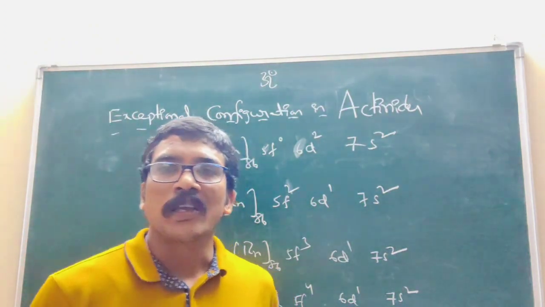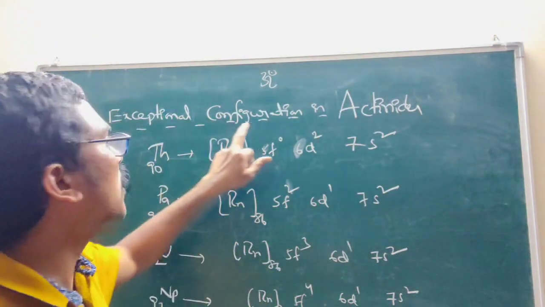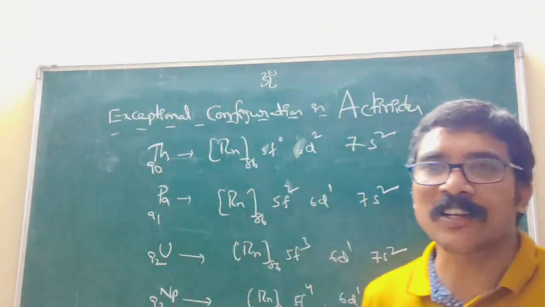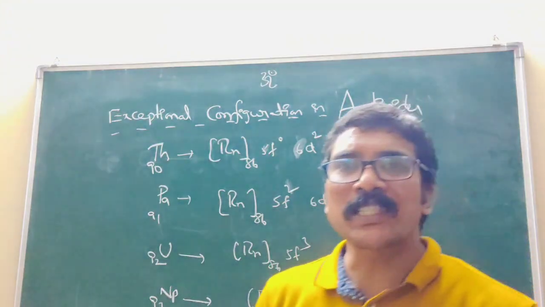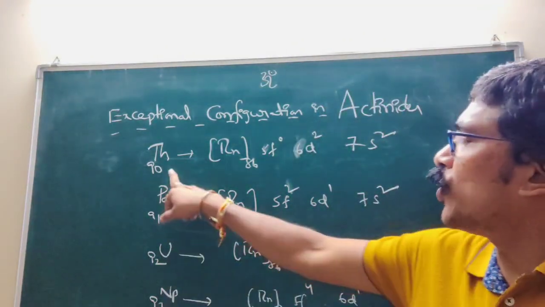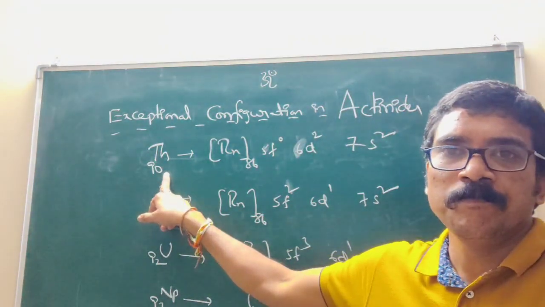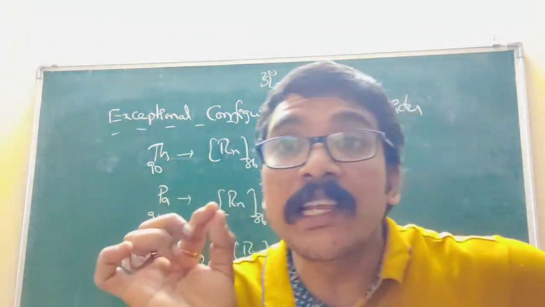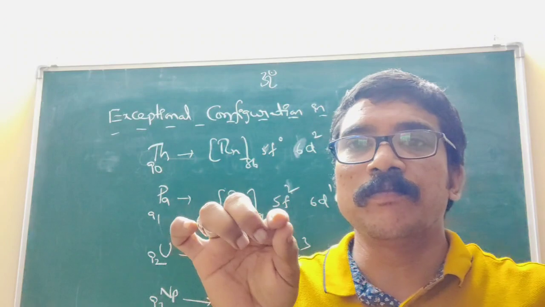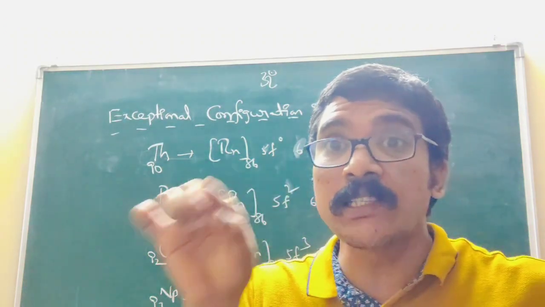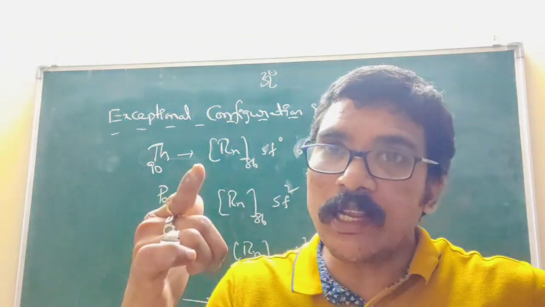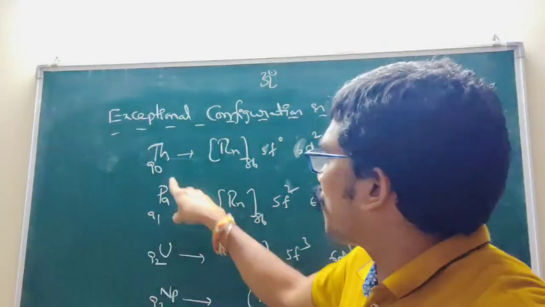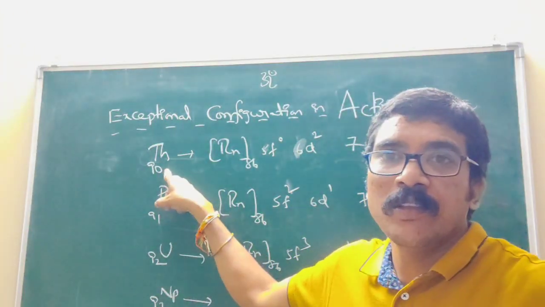Again, exceptional electronic configuration in actinides. What is the exceptional configuration? I have already introduced atomic number 89, actinium. After actinium, the 14 elements are called actinides. Therefore, the first element is thorium.